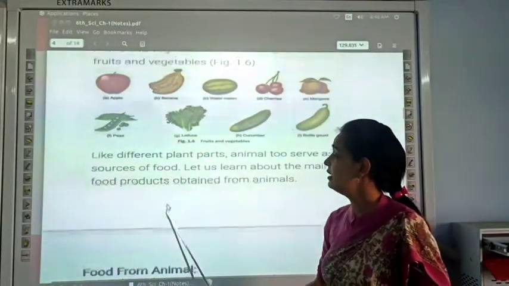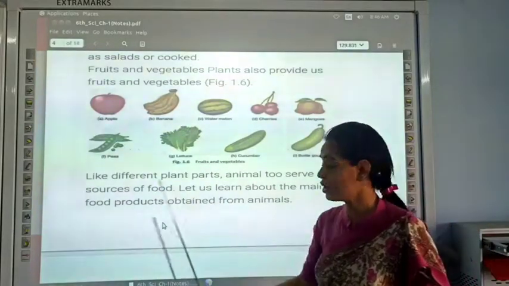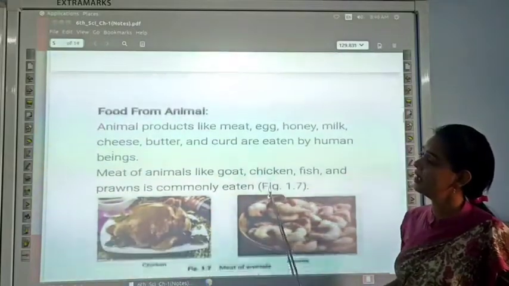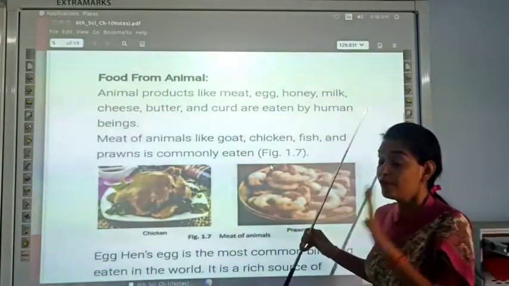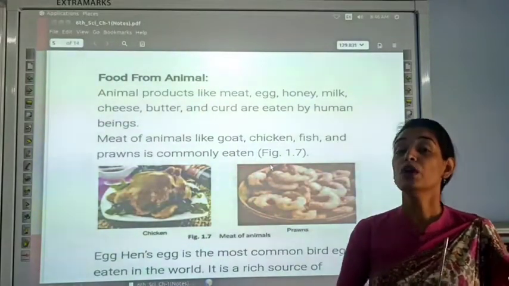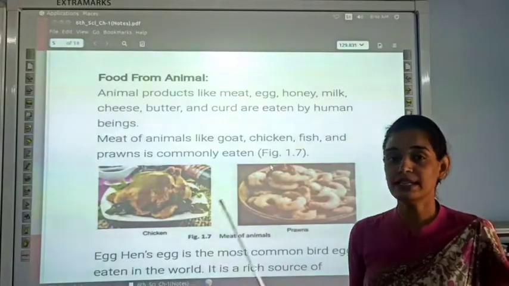And like the different plant parts, animals serve as a source of food. Let us learn about the main food sources from animals. So recently we have learned about the plant sources, and they are mainly six types.